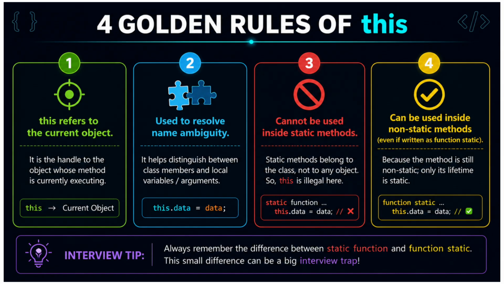So remember these four golden rules. This refers to the current object, used to resolve name ambiguity, cannot be used inside a static method, can be used inside a non-static method even if written as a function static. If you understand this, SystemVerilog classes become much easier.